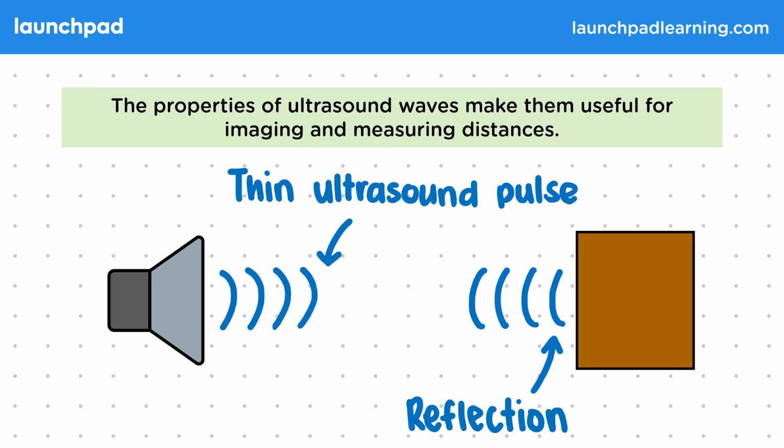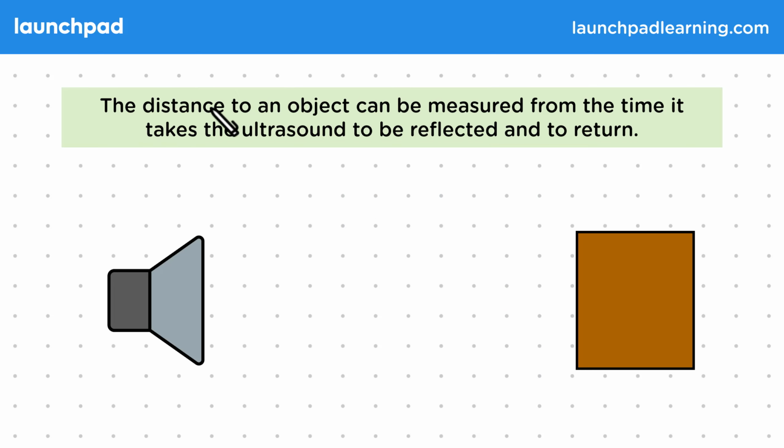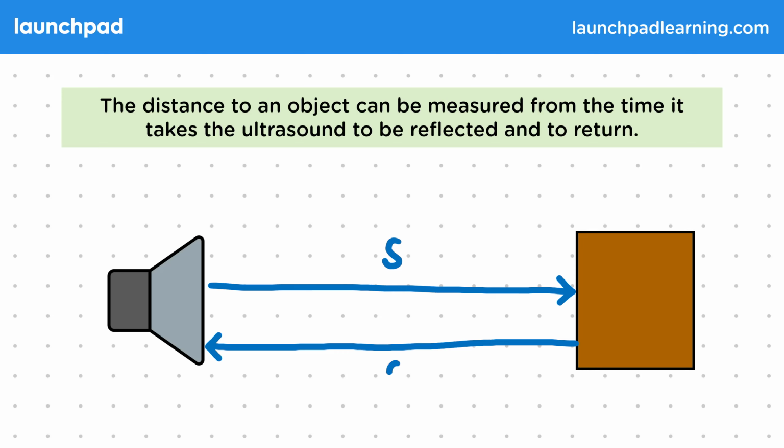But how does this help us measure distance? Well, the distance to an object can be measured from the time it takes the ultrasound to be reflected and to return. Let's look at the path the ultrasound pulse takes. It first travels some distance to get to the object. Let's call this distance s. Then, to get back to us, it has travelled this same distance again. So overall, it will travel a distance of 2s.